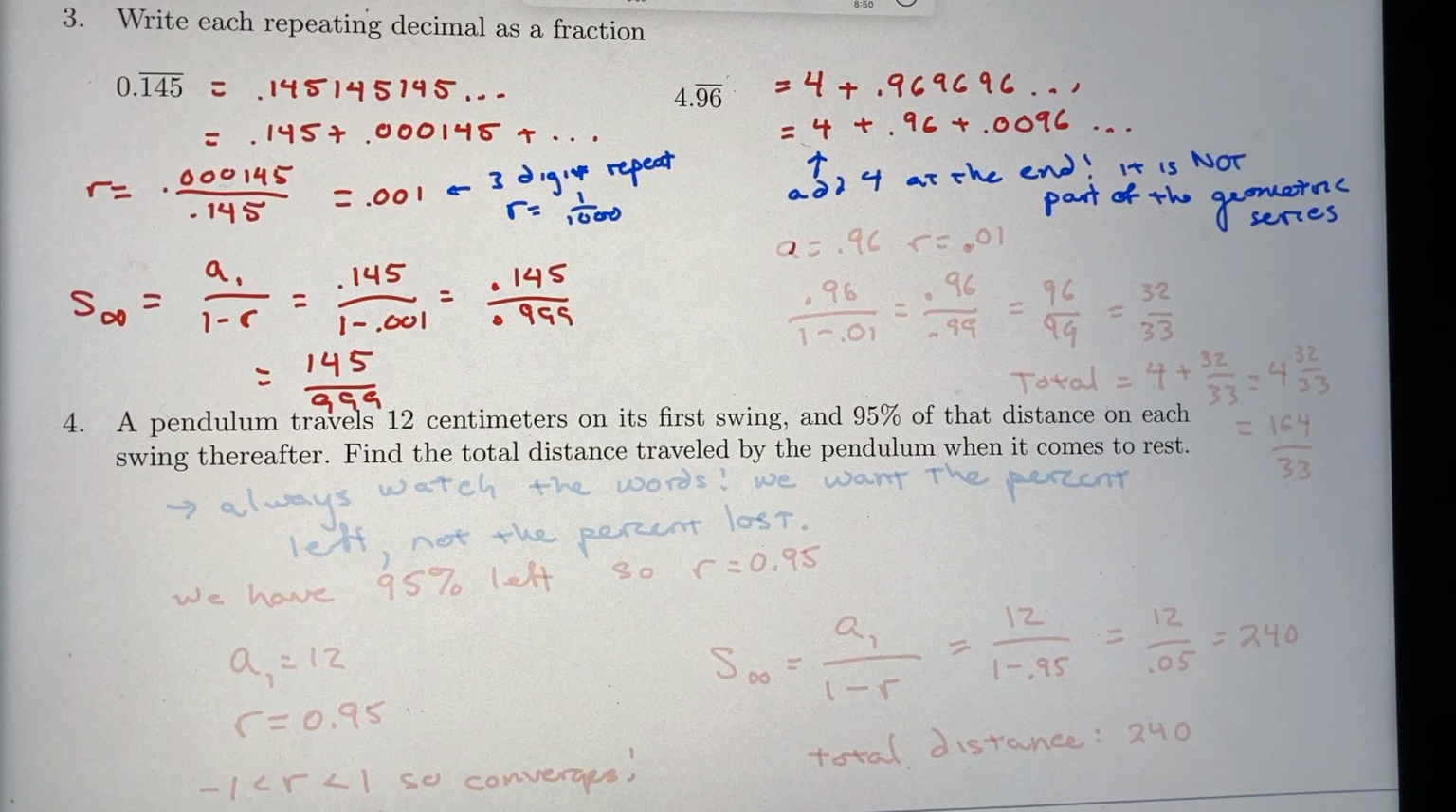So A is 0.96, R is 0.01 for 2 digits. So at least cancel a 3 out. So the total, you can write mixed fraction or you can write as an improper fraction. I don't care.